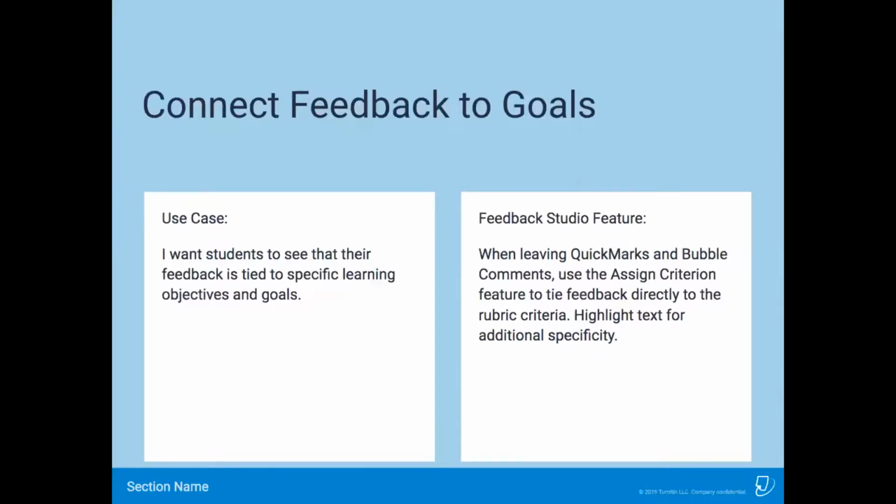Here's our use case. I want students to see that their feedback is tied to specific learning objectives and goals. Of course, we all can relate to this. We all want our students to feel this way. How can we use Feedback Studio to accomplish this goal? Well, when leaving QuickMarks and bubble comments, you can use the assign criterion function to tie feedback directly to the rubric criteria. You can also highlight text and tie your comments to the highlighted text for additional specificity.